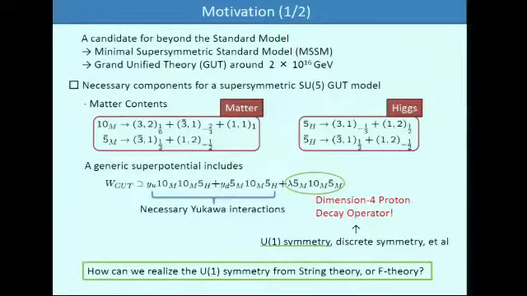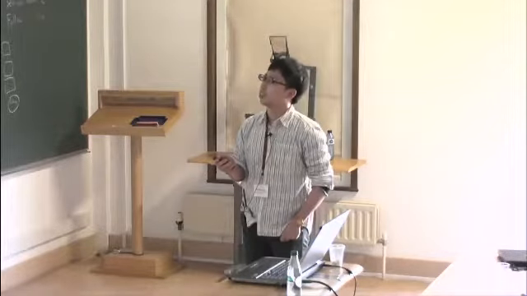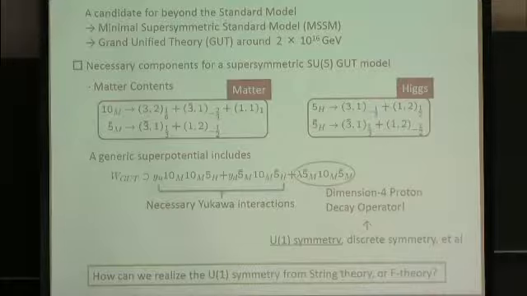The candidate for beyond the standard model, the minimal supersymmetric standard model, has been studied extensively so far, and this MSSM can predict grand unified theory at very high energy. In simplified grand unified models, the standard model matter content is summarized in a nice representation of the SU(5) grand unified gauge group. If we write down the generic superpotential, we have the necessary interactions, but from gauge invariance only, we also have this kind of coupling, which leads to rapid proton decay.